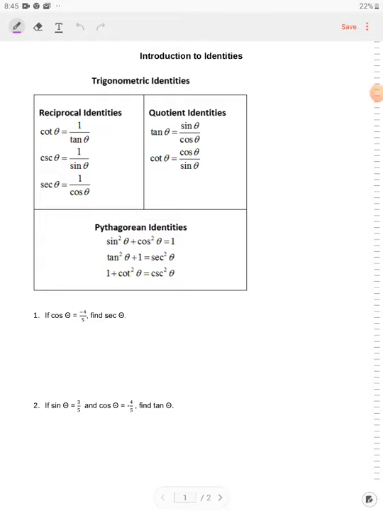In this video, we will look at identities. There are reciprocal identities, quotient identities, and Pythagorean identities. And I would encourage you to memorize these identities.